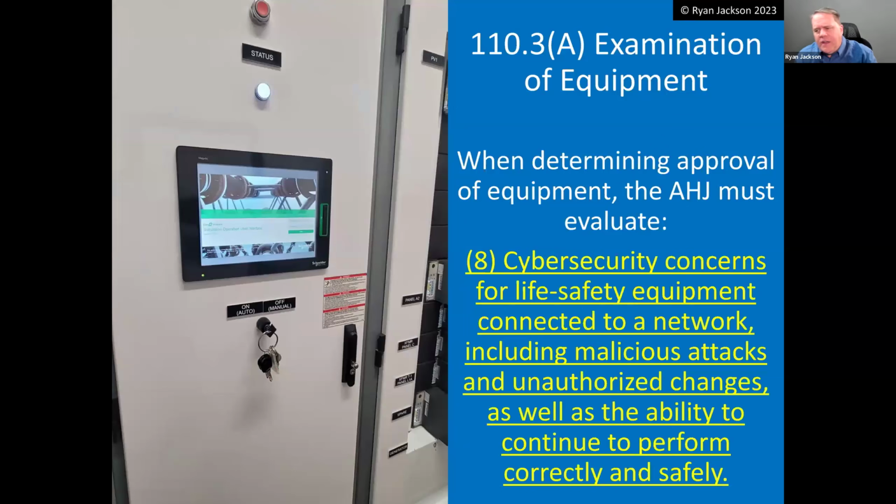New to this version of the NEC is something that we've never really talked about before, and I think this is interesting. The code says you have to do this, or at least you have to consider it. Doesn't quite tell you how to do it, and I don't know that it can. It says cybersecurity. Cybersecurity concerns for life safety equipment that's connected to a network, including malicious attacks and unauthorized changes, as well as the ability to continue to perform correctly and safely.